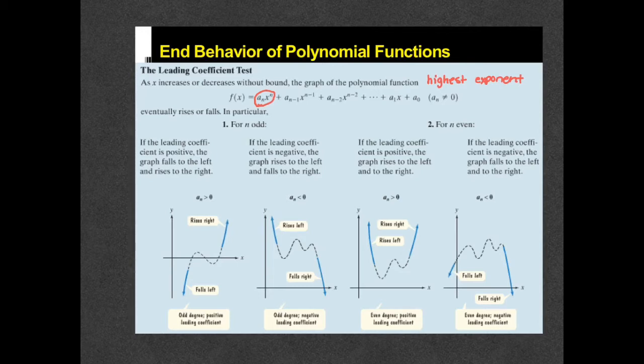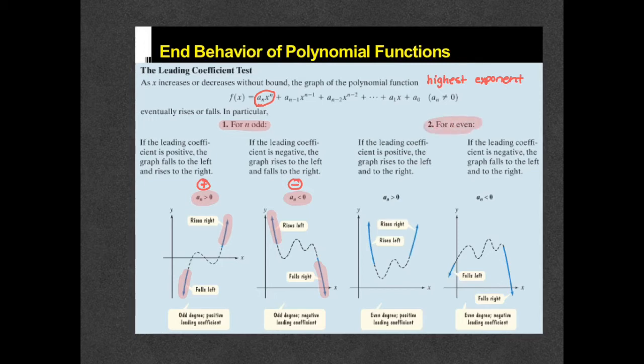And then there are 2 cases at the beginning. If that highest exponent is odd, one of my arrows is pointing up and one is pointing down. If the number on the front of the exponent is positive, then it rises right and it falls left. If the number on the front of that odd exponent is negative, then it rises left and falls right. So rises right, falls left, or rises left, falls right, based on it being odd, and then if it's positive or negative.